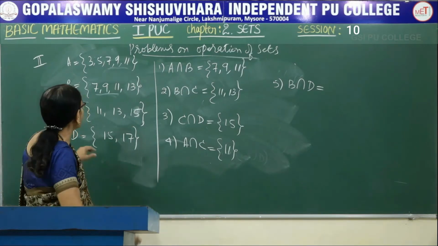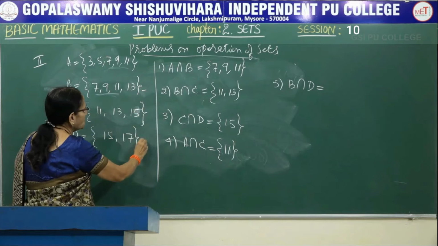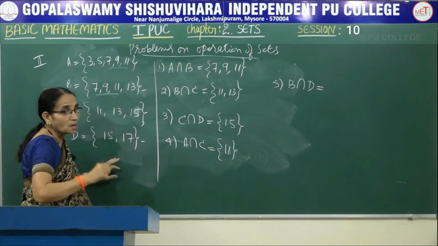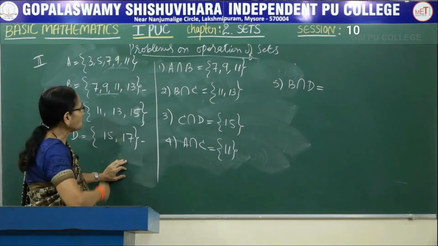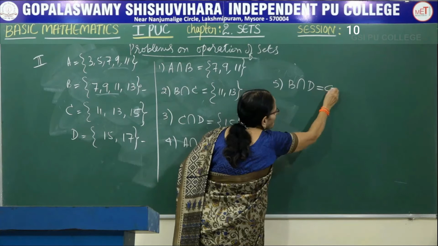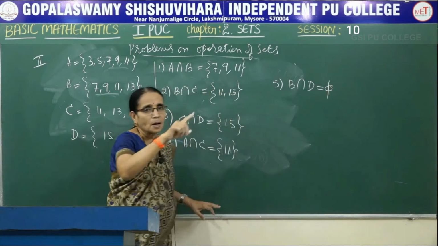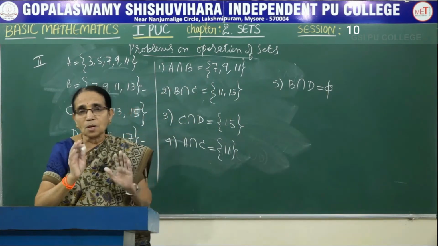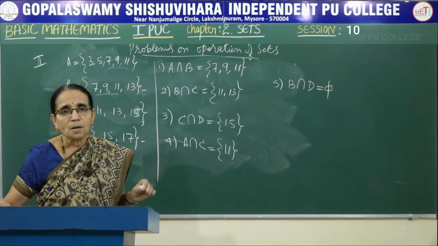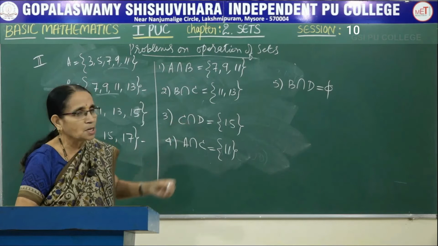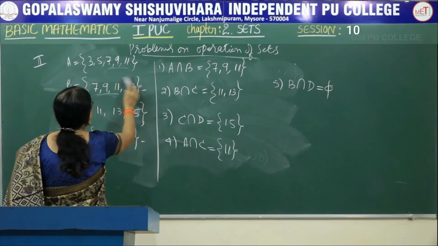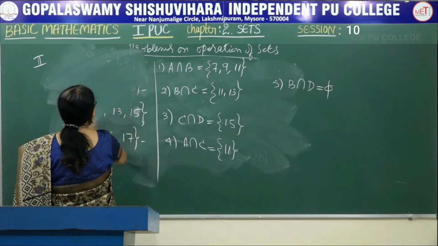Now what is the other one? B intersection D, that is this set and this set: 7, 9, 11, 13 and 15, 17. Is there any common element? We observe that there is nothing in common for both the sets. So what do I write? I write the empty brackets. Don't write 0 in between. You have to write either the empty brackets or use the regular notation phi, which denotes that it is an empty set. Now we move on to the next problem.